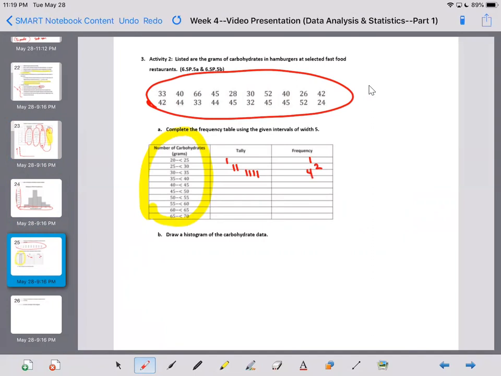35 to 40, I don't see any, so we would have 0. 40 to 45 looks like we have 6. And then 45 to 50 looks like 4. And 50 to 55 looks like 2. 55 to 60 doesn't look like we have any, so that would be a 0. 60 to 65 doesn't represent any. And then 65 to 70, we have 1.